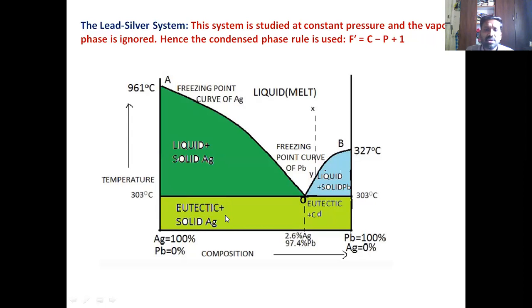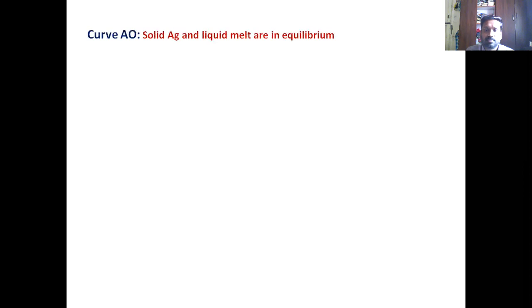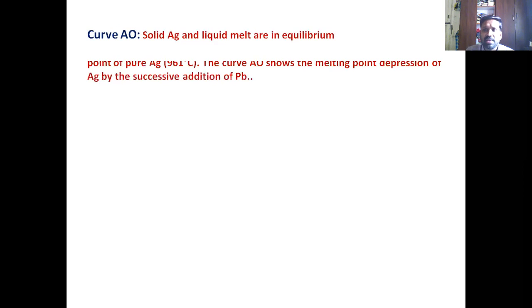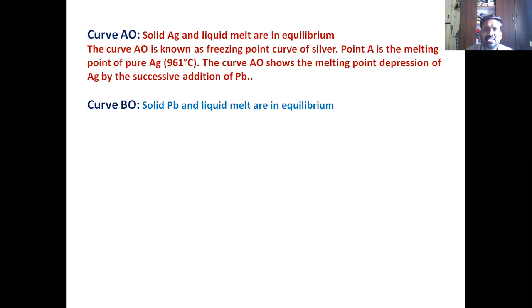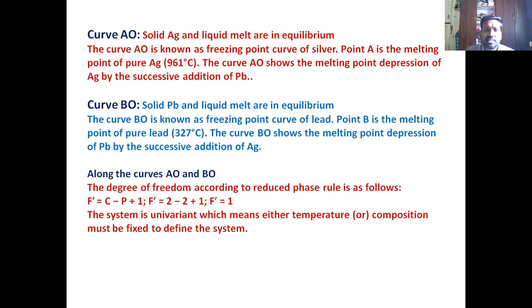2 phases I told you. Which are those 2 phases? Solid Ag and solid lead. And this curve AO, I explained what the freezing point is. We just have to calculate the number of degrees of freedom for these curves. So C minus P plus 1, F is equal to 2 minus 2 plus 1, F is equal to 1. So again, the curve has come out as a univariant entity.